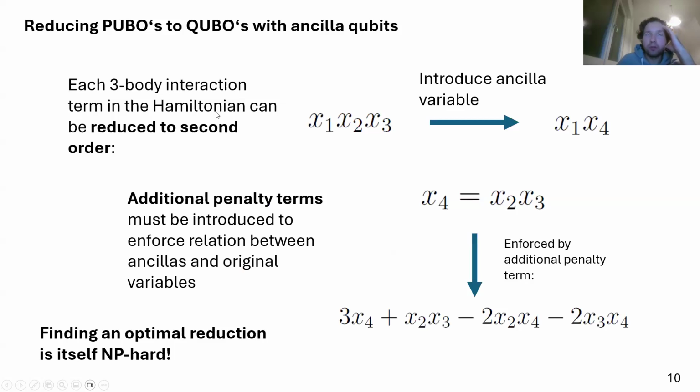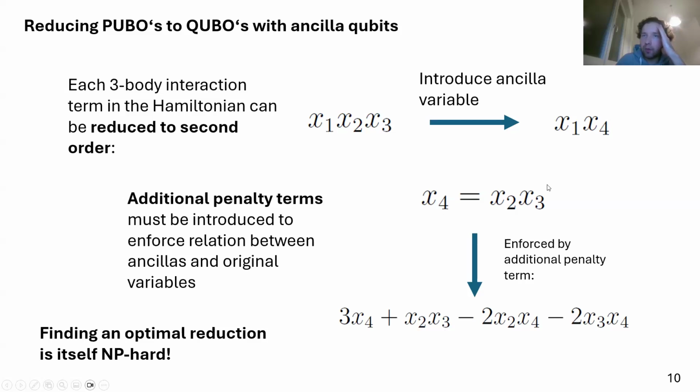We have our Hamiltonian with 3-body interactions, and then for each 3-body interaction term we encounter in the Hamiltonian, for example here x1, x2, x3, we introduce one ancillary variable. In this example, we introduce a 4th ancillary variable, x4, which should be equal to the product x2 x3. So we can then rewrite our 3-body interaction as a 2-body interaction.